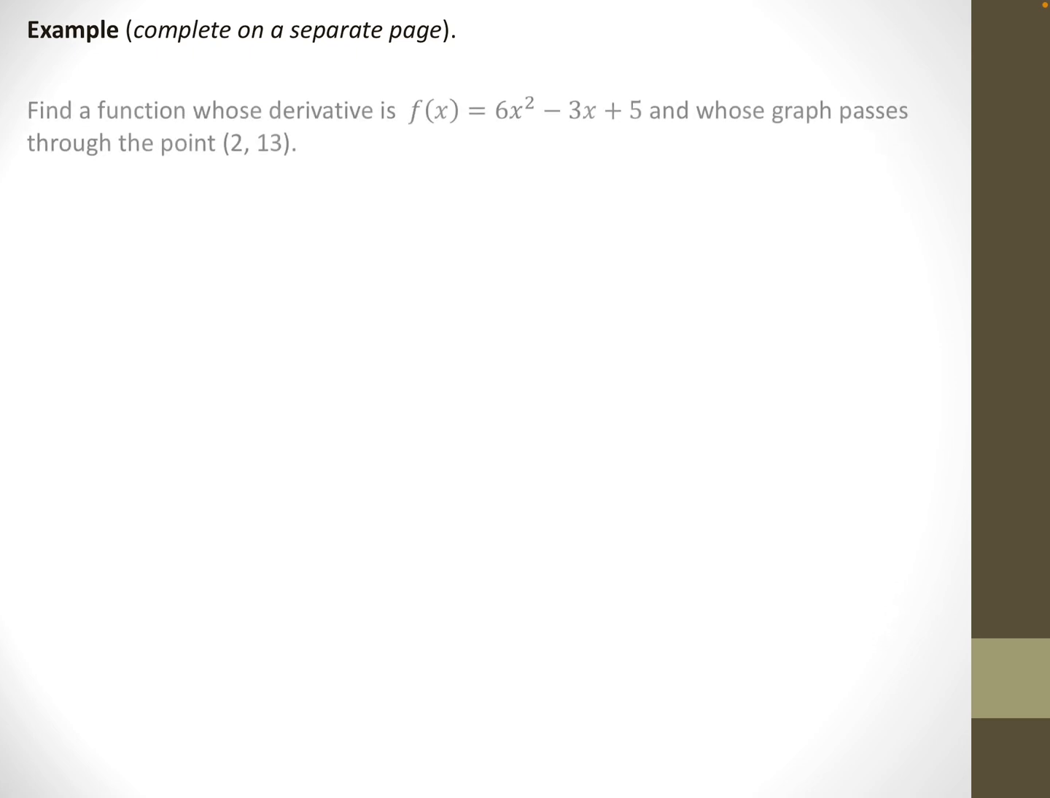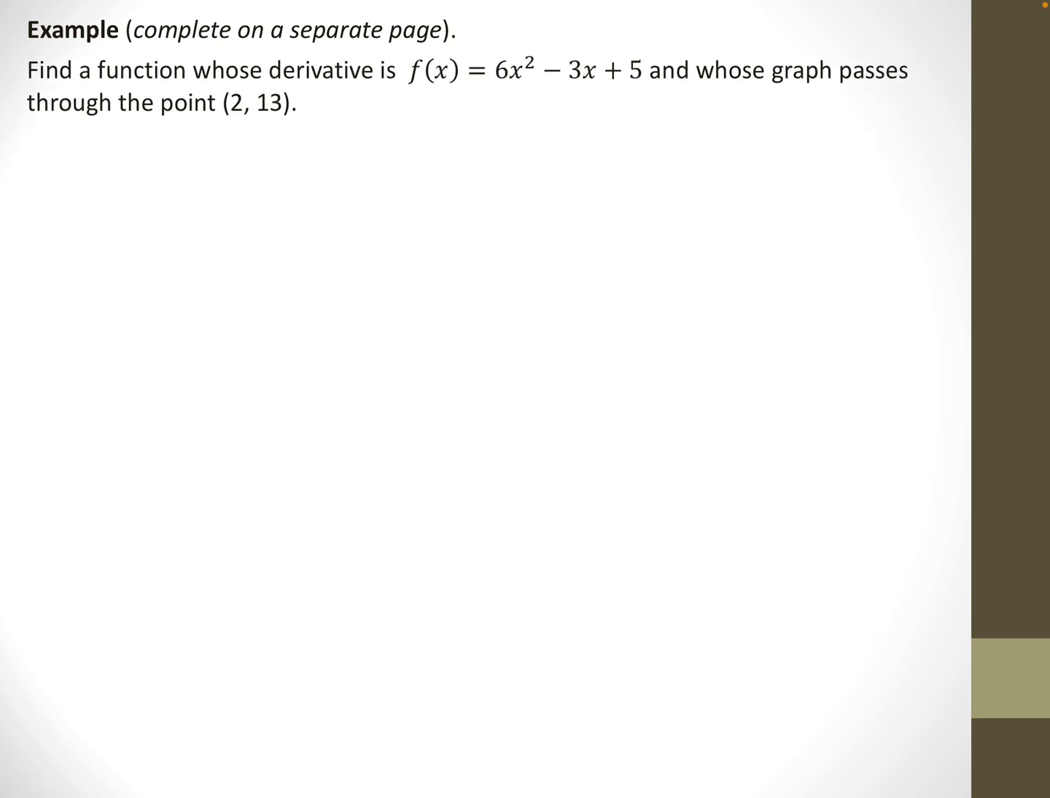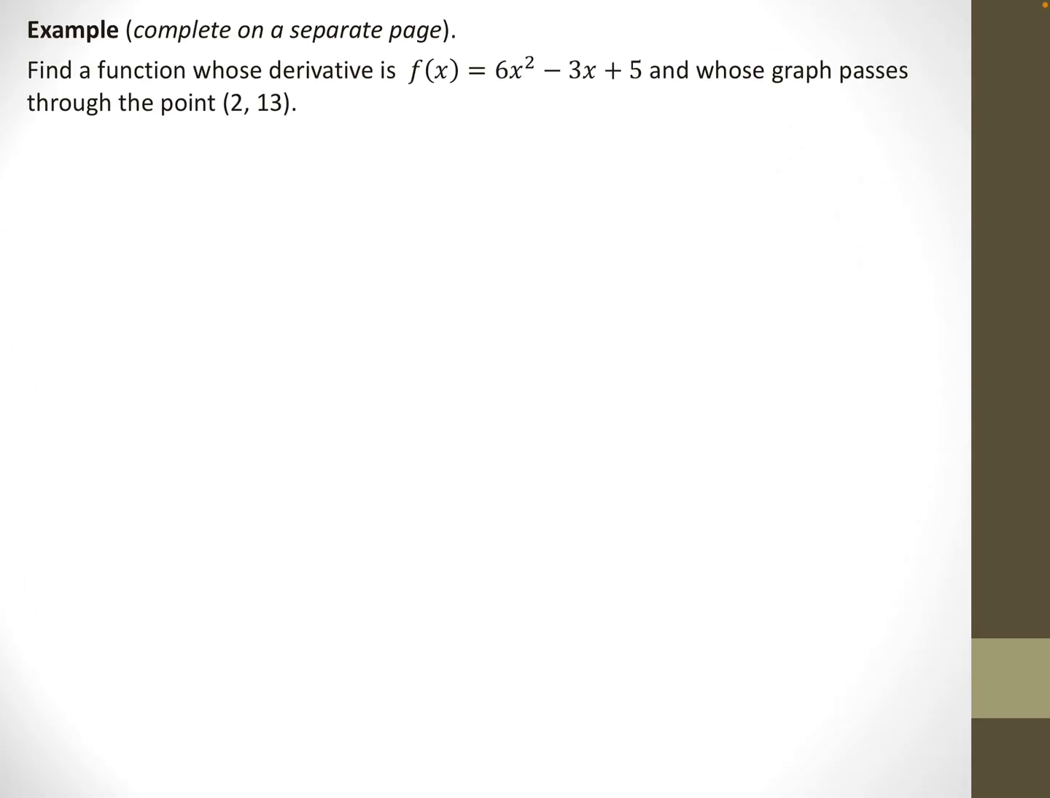So here's an example that we want to use. Find a function whose derivative is f at x equals 6x squared minus 3x plus 5, and whose graph passes through this point. So what we want to do is find what we call the antiderivative. We want to come up with some function whose derivative is the function up there. And often we use capital F to indicate a function that has to be derived to get the original function. And so to find that out, we just got to think this through a little bit.